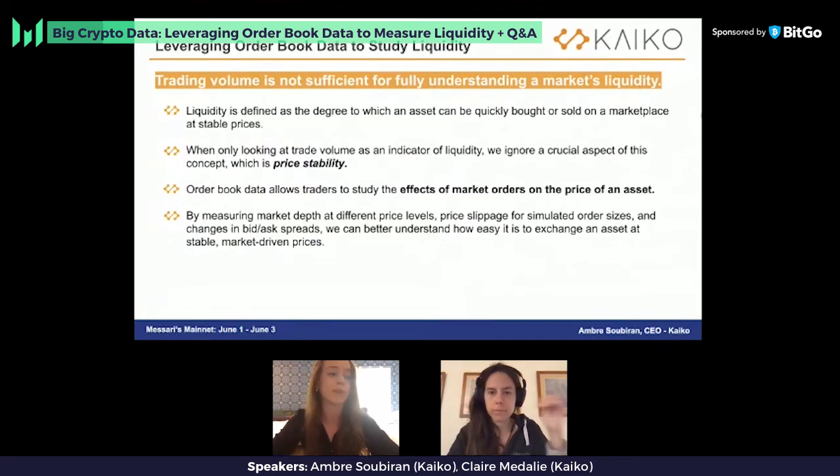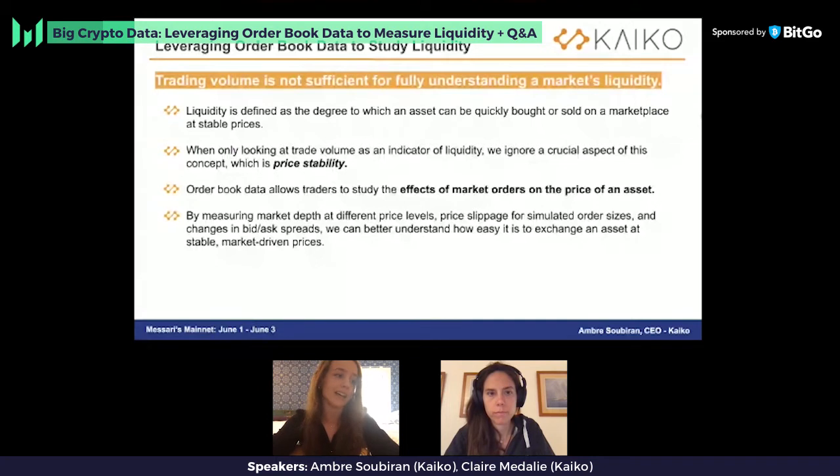Today, I want to expand on the concept of liquidity to explain why order book data is required when assessing these markets. So liquidity is defined as the degree to which an asset can be exchanged on a market at stable prices. And when you're only looking at trade volume as an indicator of liquidity, we actually ignore a really crucial aspect of this concept, which is price stability.